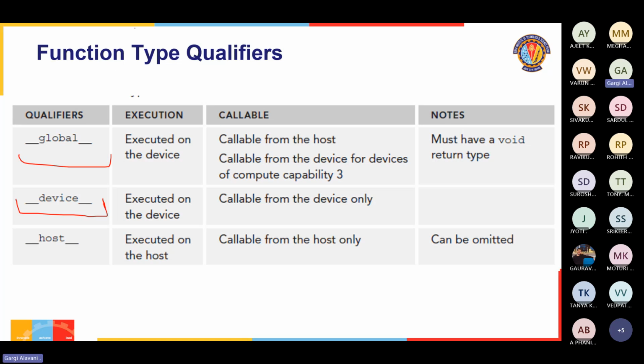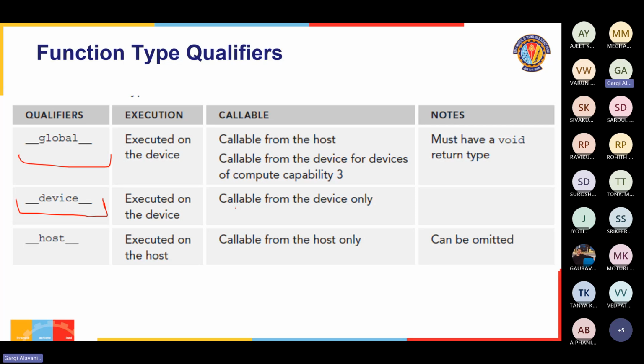Global functions can be called from your host, that is from your CPU. You can call these global functions from the device also. It must have a void return type. A device function is executed on the device, but it can be called only from the device, that is only from the kernel function. A CPU function cannot call a device function.